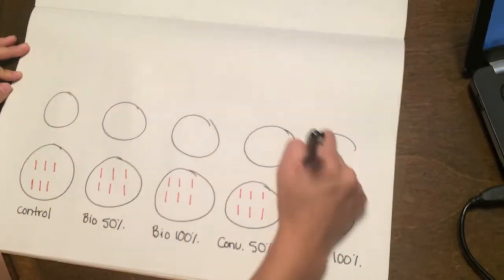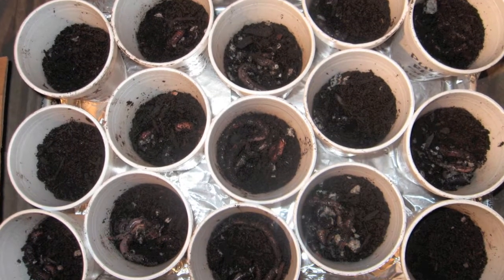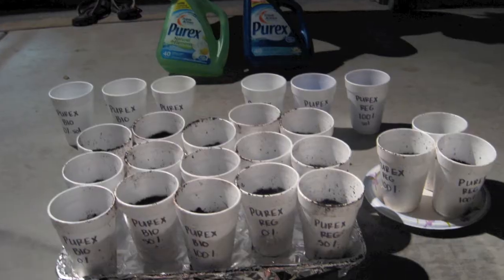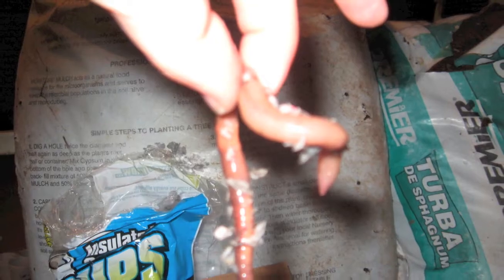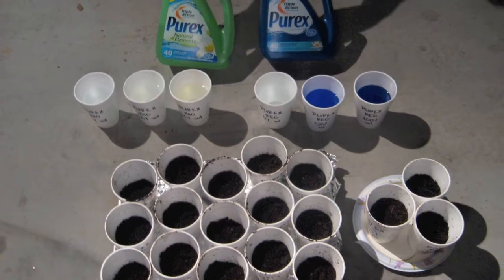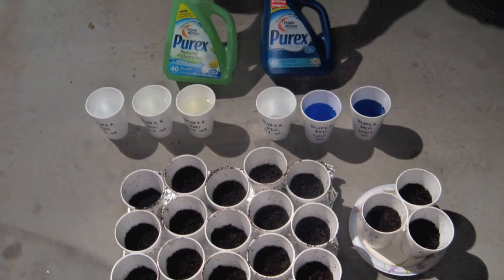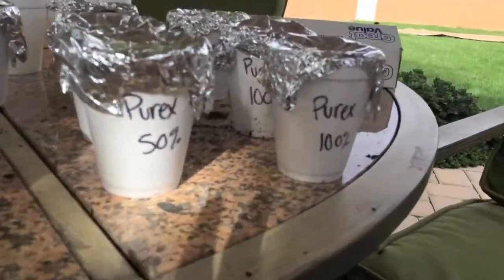For more accurate results, repeat the process a total of 3 times. 15 cups total, 6 per detergent, 3 per percent solution. Counting worms. Count the number of live worms every other day. Step 14. Group the cups together by type, biodegradable and conventional. Step 15. Group together the percent solutions within each type.